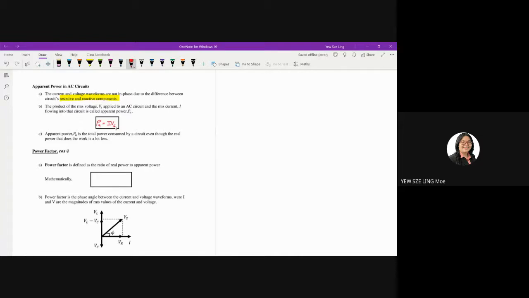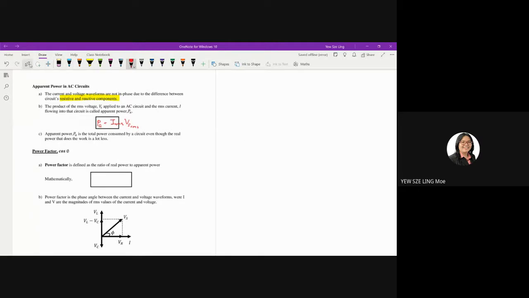For apparent power, this V is the source voltage. And of course, when it comes to calculations, to be more precise, this PA is actually equal to I_RMS times VS_RMS. So you're looking at the RMS values. Apparent power is the total power consumed by both the resistive and reactive components.